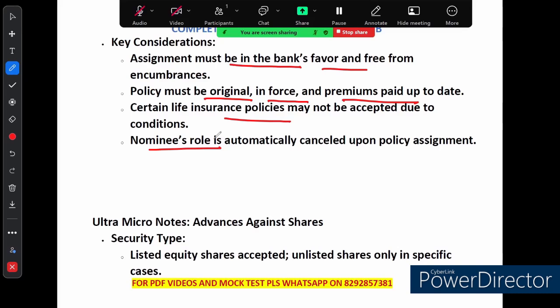So in short, a life insurance policy can be a great security for a loan, but there are some key things to keep in mind, which we have just discussed. Now let's talk about advance against shares. So every aspect we are touching.